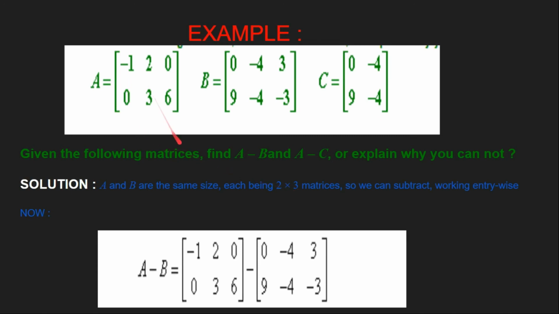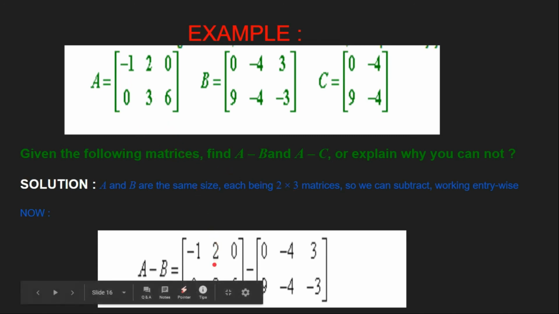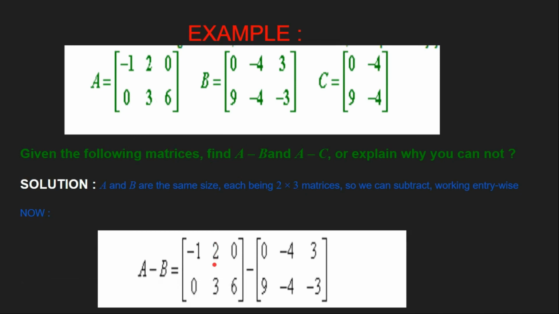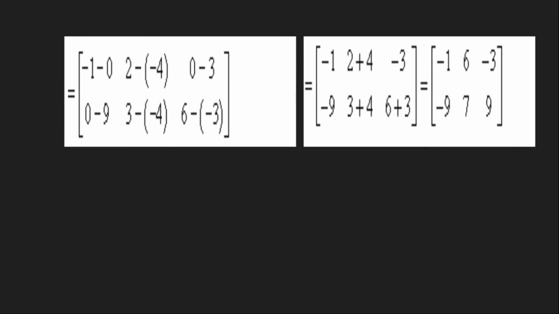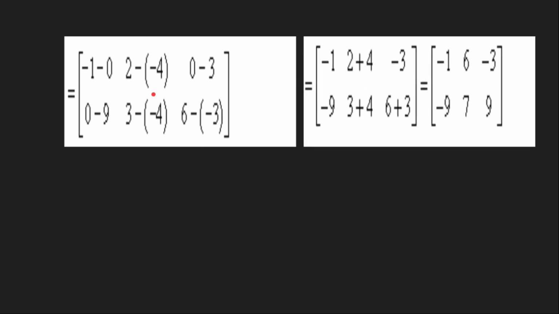A minus B: put A, and after that you see the B matrix, and you have to subtract A and B. You just subtract the corresponding elements of A and the corresponding elements of B. After subtracting them you get this as the final answer. So this was A minus B.